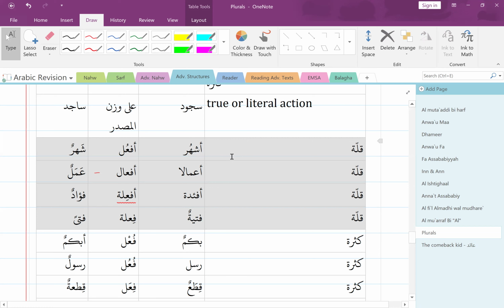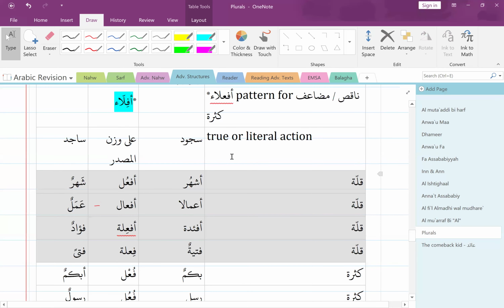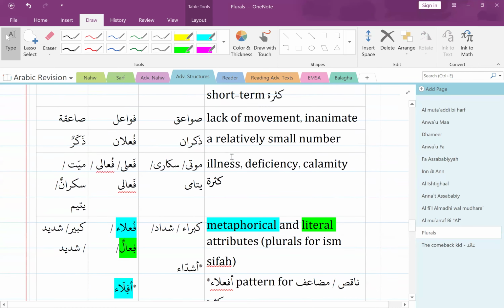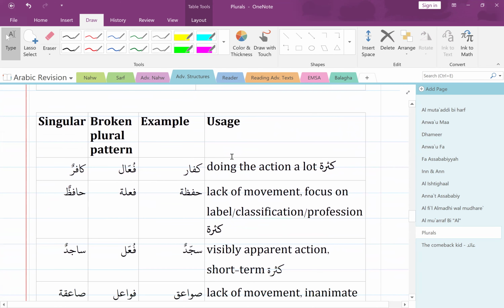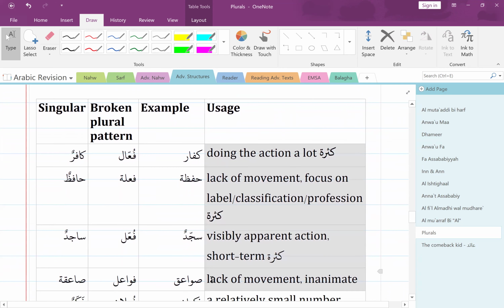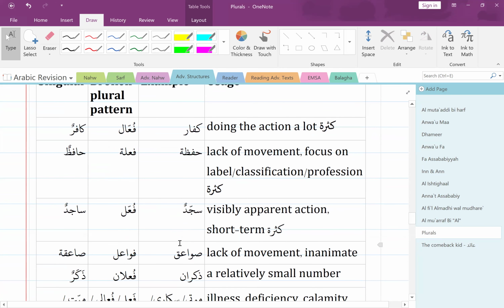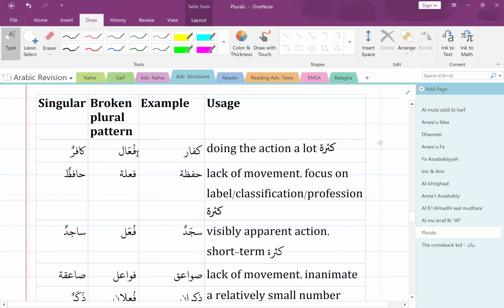Okay, and then everything else is a jam'u kathra. Everything else. All right. So let's just quickly maybe go through this stuff. These are stuff that were mentioned in the book. So if you need any further clarification, you can consult the textbook. So for example, you have this pattern of fu'alun, where the broken plural pattern follows this part fu'al, like kuffar is a very common example.